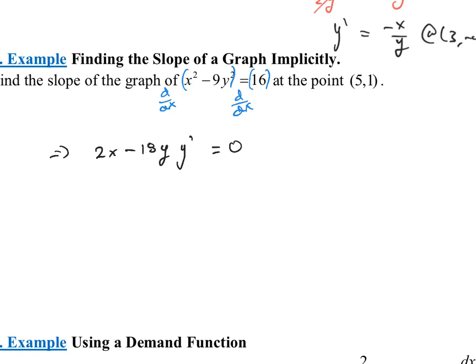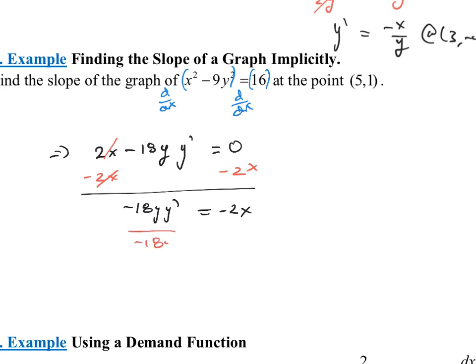Again, we're solving for y prime, so let's subtract 2x from both sides. When we subtract 2x from both sides, on the left we're left with negative 18y y prime. On the right we're left with negative 2x. We divide both sides by negative 18y.